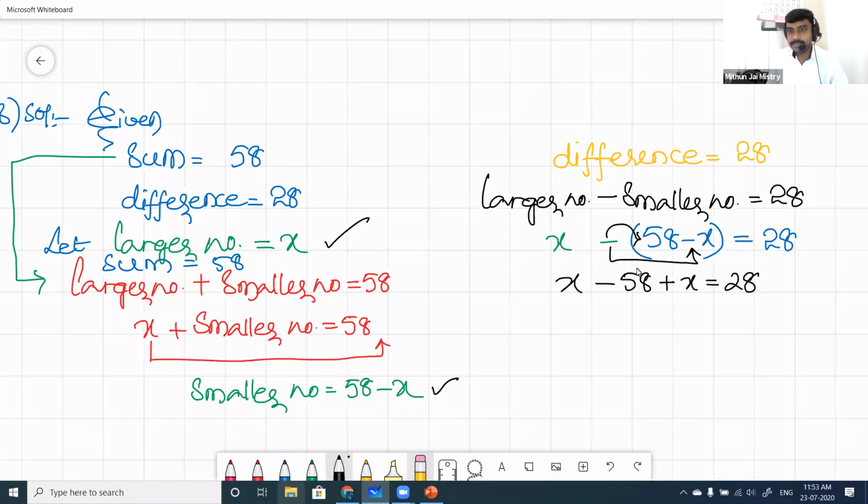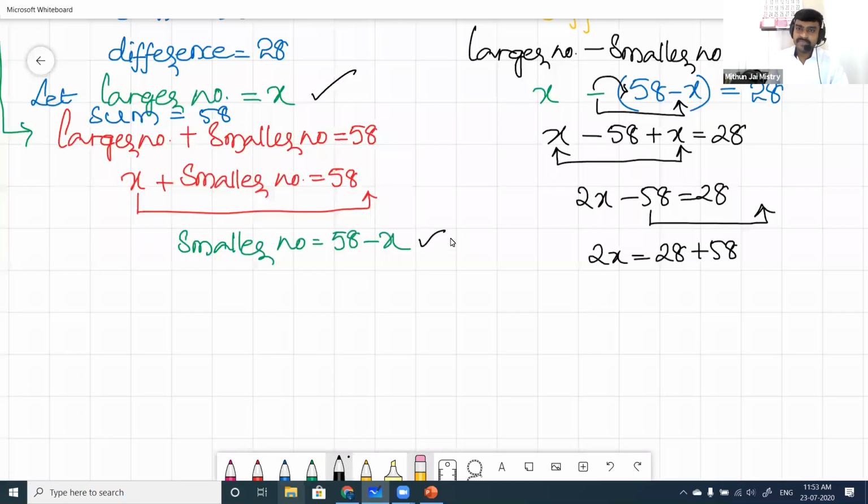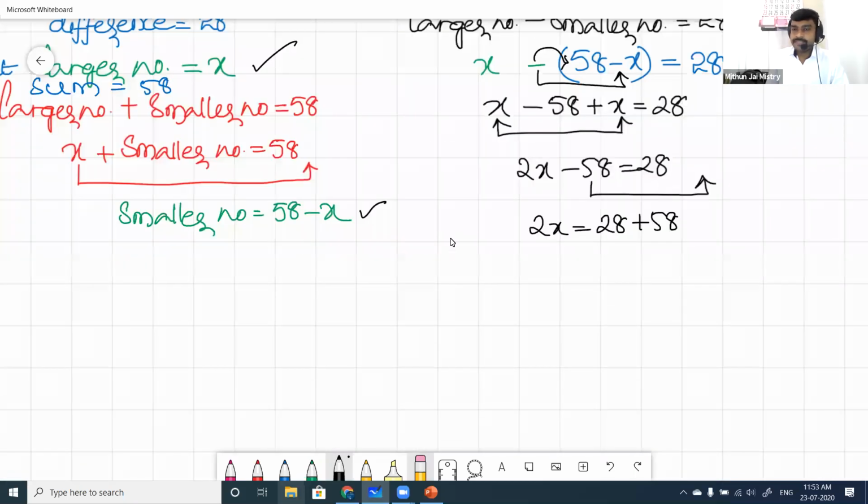Now you have x plus x, x plus x. X plus x will be 2x, and we have minus 58 is equal to 28. Transpose this minus 58 to the other side, you will get 2x is equal to 28 plus 58. Minus will become plus. I think you know that, right? Now, what is 28 plus 58?